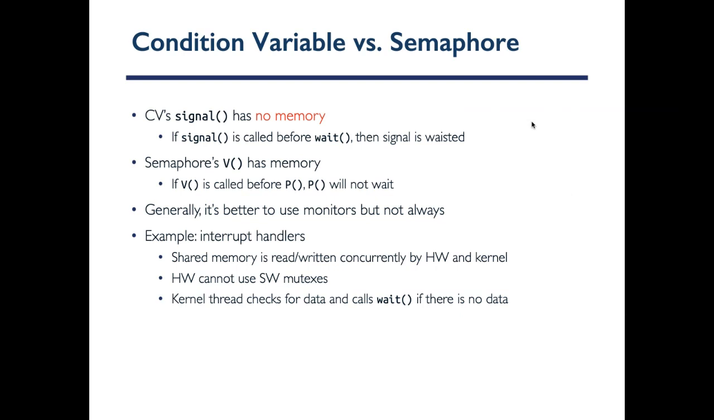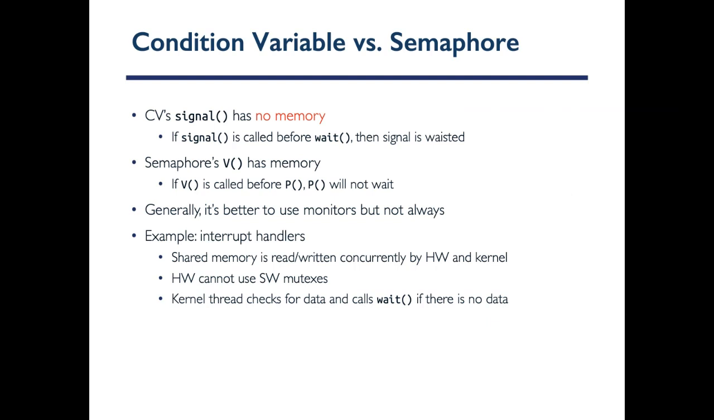I got a question. What's the advantage of Mesa versus Hoare? Okay, that's a very good question. Let me publish this question. The advantage of Mesa over Hoare is ease of implementation. It feels like the Hoare implementation is very strict in how signals and broadcasts should be implemented. It has to be atomic.